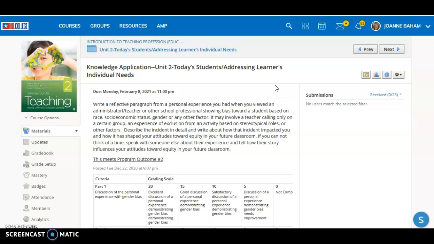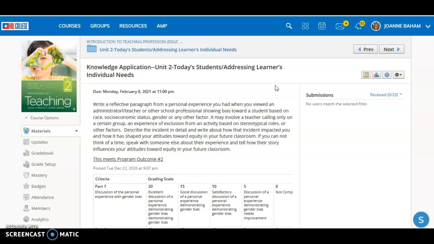So this last semester I changed it so you can choose any type of bias from race, socioeconomic status, gender, or any other factor that you feel came into play. So maybe sexual orientation or something else. It could be, for example, and don't use this example, that they favored a certain group over another group. And so there was something that created a bias from that teacher towards a certain student population.